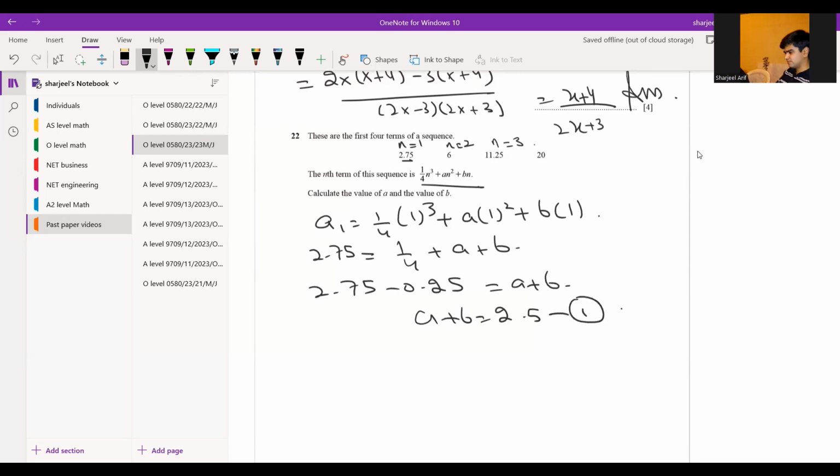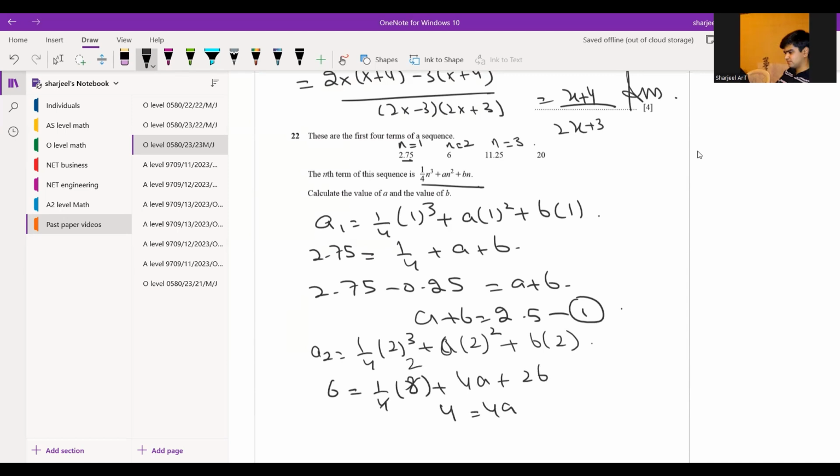This is equation 1. When n is equal to 2, this will become 2 cube plus a into 2 squared plus b into 2. So this will be equal to 6. 1 over 4 into 8 is 2. 4a plus 2b. Cancel these two. You will get 4 equals to 4a plus 2b. This 2 will be deducted from 6. Take 2 common. You will get 2a plus b equals 2. This is equation number 2.